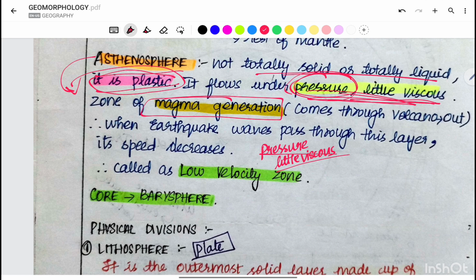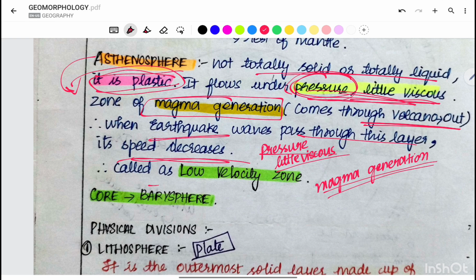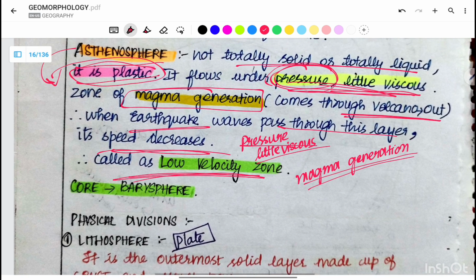It is a zone of magma generation. Asthenosphere is the zone of magma generation, and it comes through the volcano. When earthquake waves pass through this layer, its speed decreases. Therefore, it is called a low velocity zone. Since it is plastic in nature, the earthquake waves pass only through the solid, right? S waves pass only through the solid.